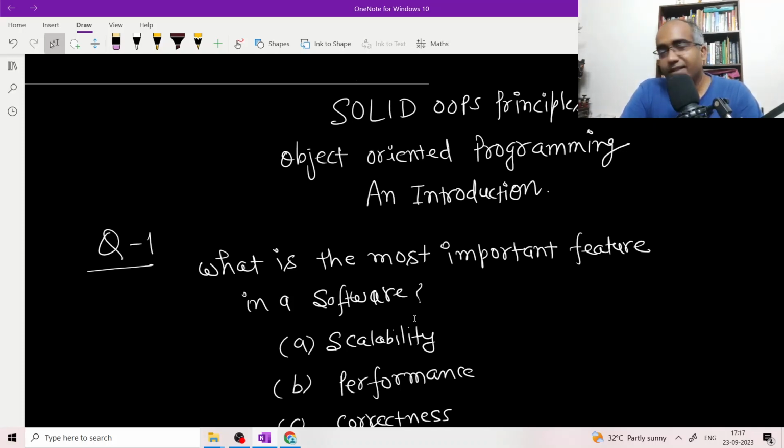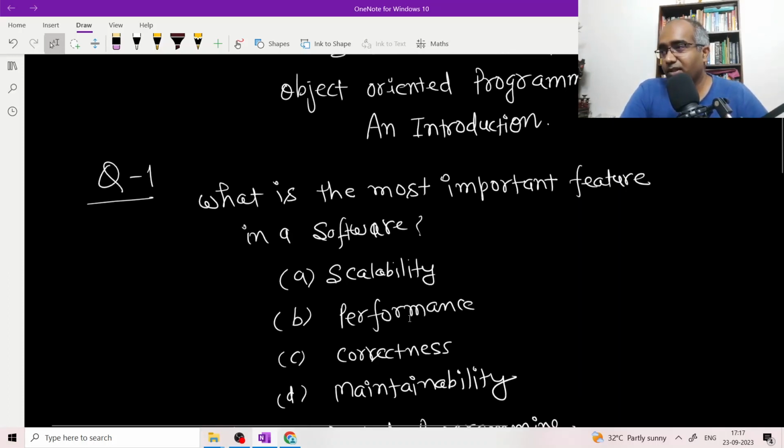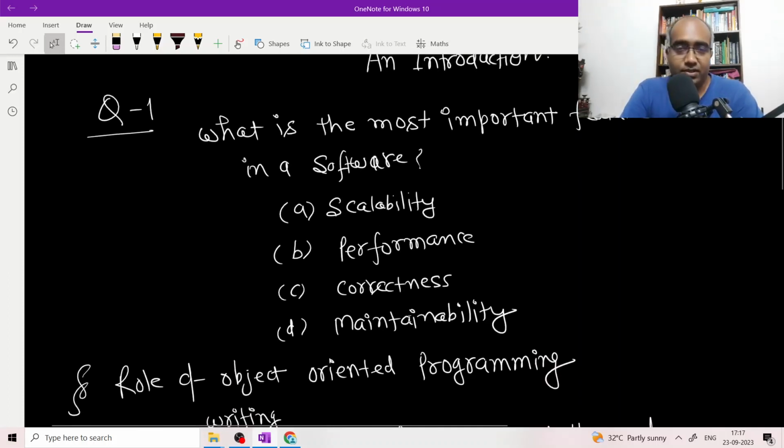Let's start with one question that I have for you, and you can pause your video for a while after looking at the question. The question is, what is the most important feature in a software? When you are developing a software or a product, what is the most important thing you should take care of? There are four options: scalability, performance, correctness, and maintainability. You can pause your video for a while and choose your answer, and then come back. I hope you have paused the video and chosen your own answer. Match your answer with mine.